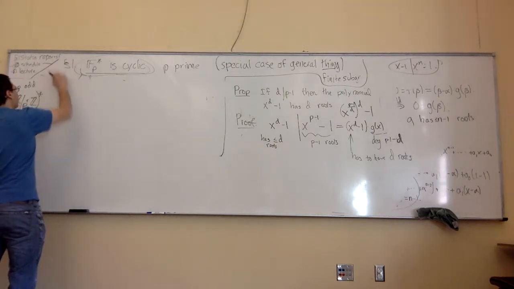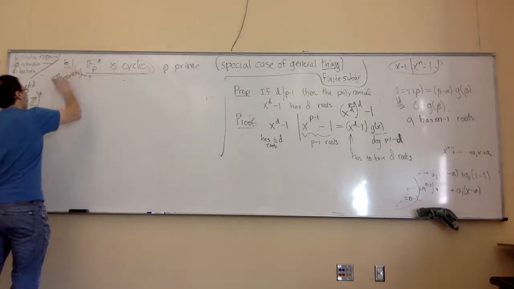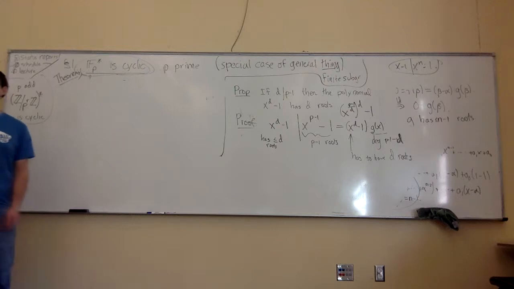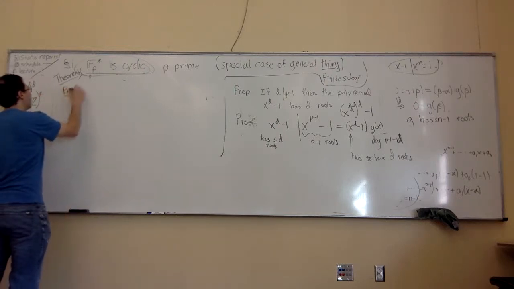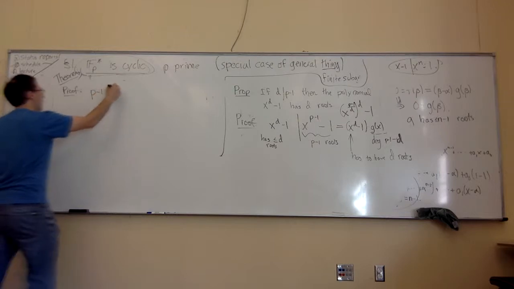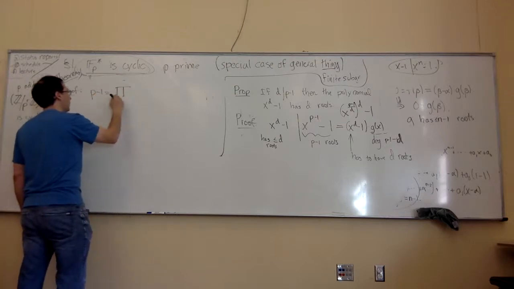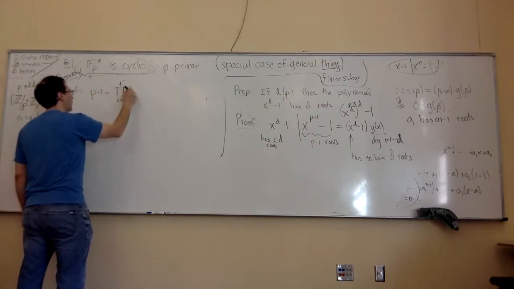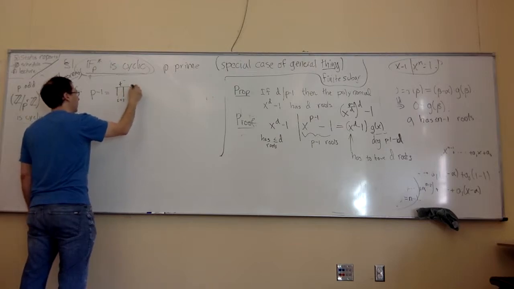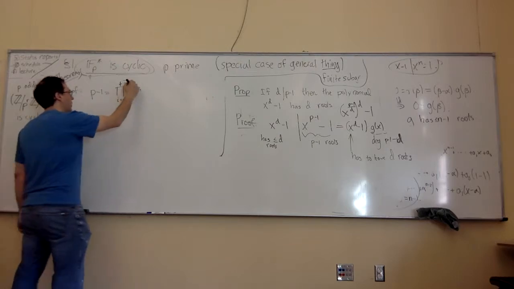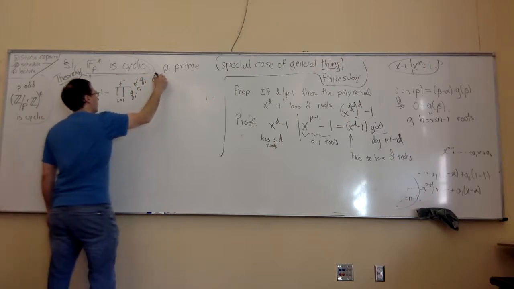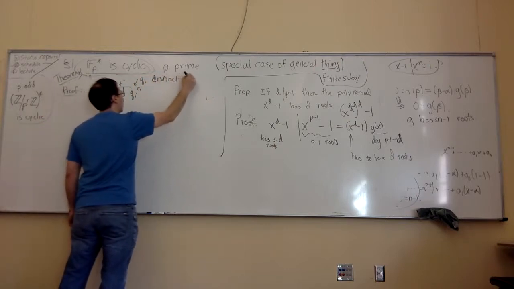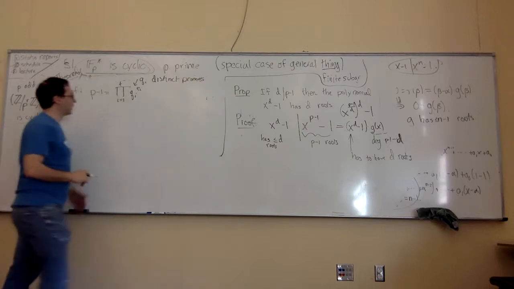So now finally, this is what I'm going to prove. Theorem: F_p star is cyclic. Okay, so here's how the proof works. Proof: write p minus 1 as a product of prime powers, the product for i equals 1 to t of q_i to the e_i, where these are distinct primes. Okay, so we've written it that way.